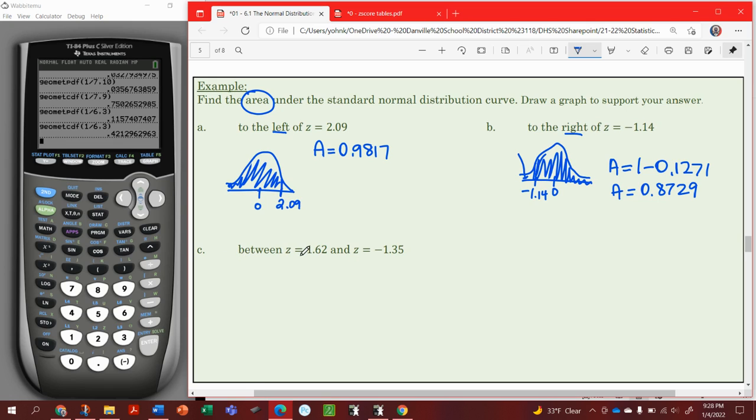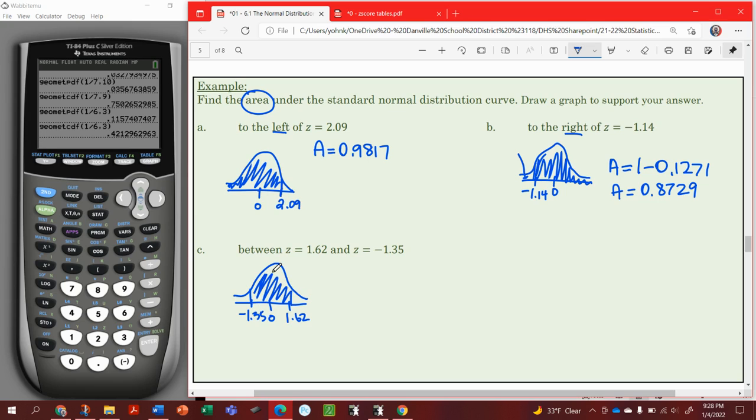All right, letter C. Find the area between z equals 1.62 and z equals negative 1.35. So if I draw my graph and I put in 0, a z of 1.62 is going to be on the right. A z of negative 1.35 is on the left. Draw my 2 vertical lines.